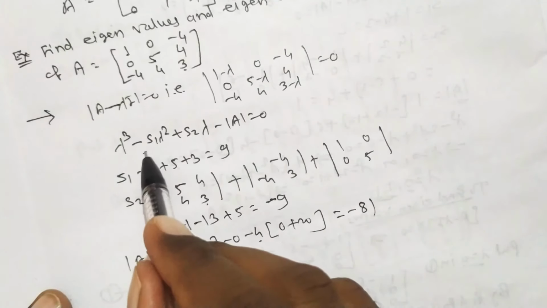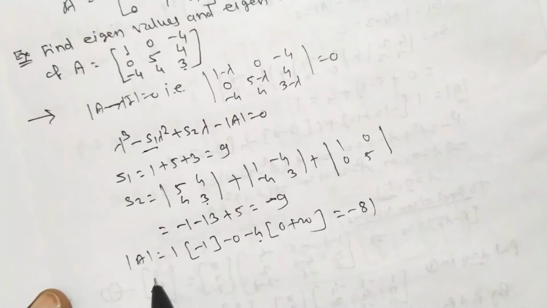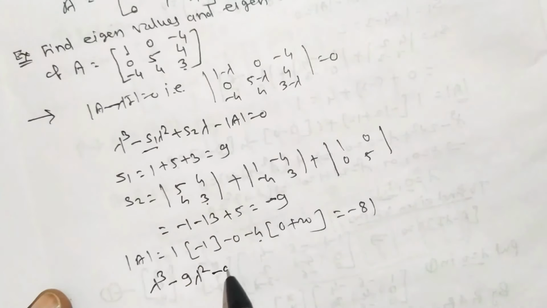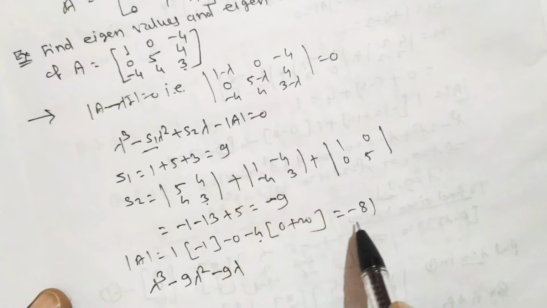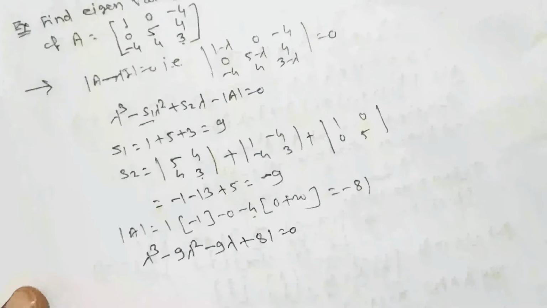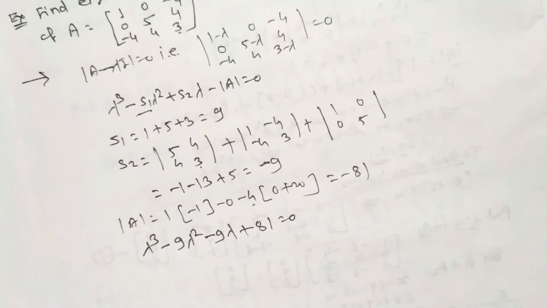Now put all values in this equation, and we get the characteristic polynomial lambda cube minus 9 lambda square plus s2, which is minus 9 lambda, and minus the determinant, which is negative here, so minus minus becomes plus 81, equal to 0. This is the characteristic polynomial of the given matrix. Now we have to find the roots of this characteristic polynomial. For roots we can use any method.